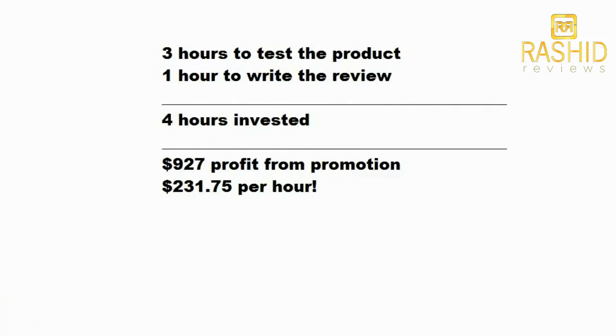Now, obviously, this isn't always going to be the result. Sometimes I make less. Sometimes I only make, say, $200, which means I only earned $50 an hour. Sometimes I make quite a bit more. That super affiliate machine product that I showed you before, I made over $5,000 on that, and I spent about 6 or 7 hours doing that. So that means I made almost $900 an hour. So it was a pretty good deal.